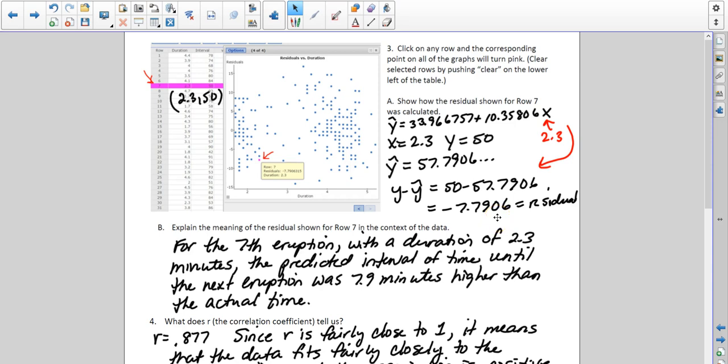Now, what is the meaning? Excuse me for the yawning there. It is kind of late.